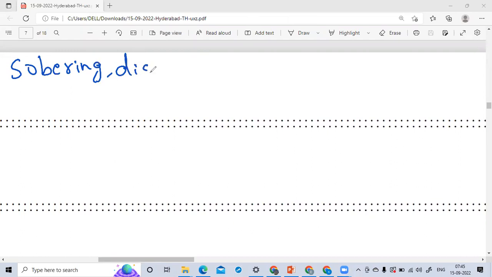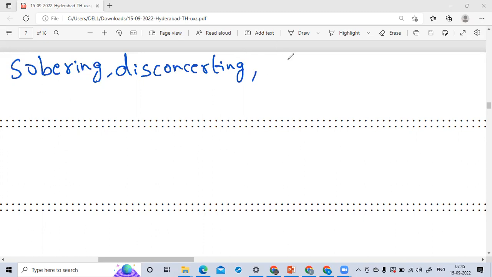There is one word very close to this word called disconcerting. Yes or no, my dear friends? What is meant by disconcerting? Disconcerting is also the same. Causing sadness. Yes or no, my dear friends? Causing sadness. So there are two words today with the same meaning, sobering and disconcerting.